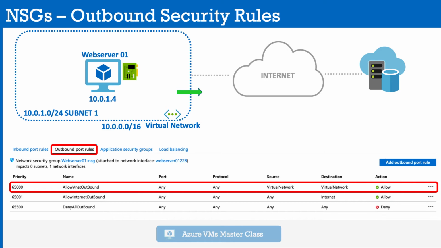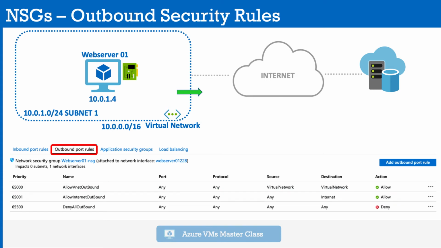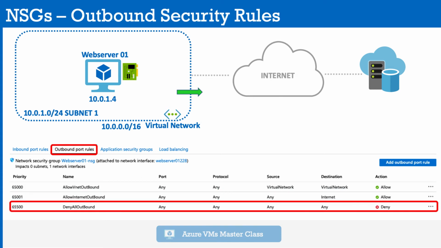So, allow VNet outbound: traffic between resources in the VNet is allowed. Allow internet outbound: the source is any, the destination is internet, meaning that traffic from any resource in the VNet going outside is allowed. And again, the explicit deny: any other traffic that is not explicitly permitted will be denied. So these are the default rules for inbound port rules. Because we created a Linux machine, the SSH rule was added by default, so we didn't do that, as you have seen up to now.